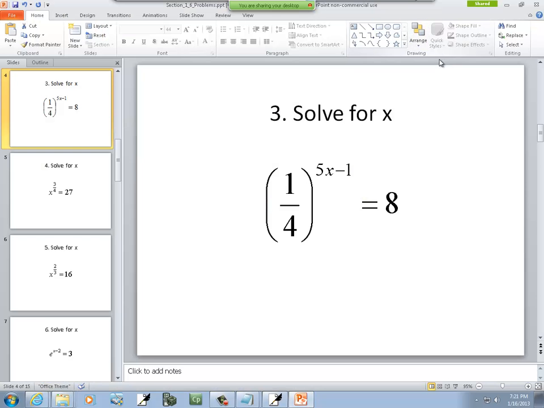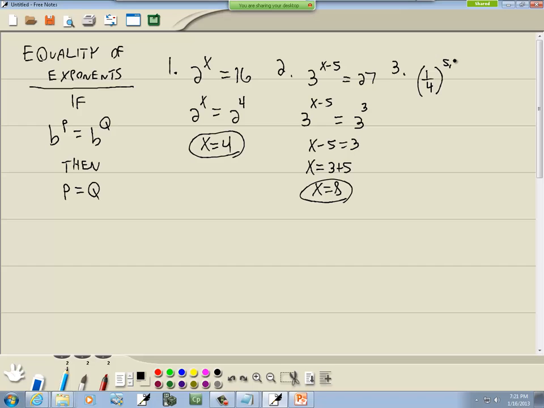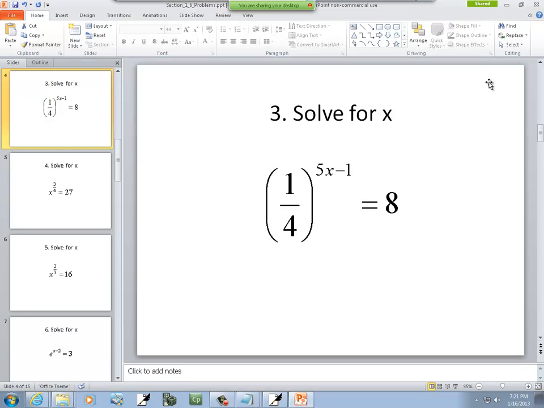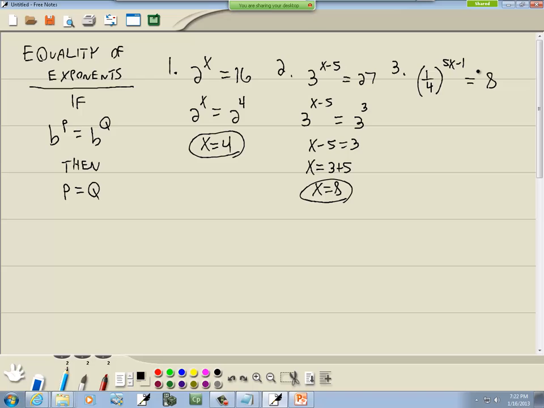Now here we've got 1/4 to the 5x minus 1 equals 8. If I start with the larger number 8, it's probably not very easy to rewrite that as 1/4 to a power. So that doesn't work well. And if I start with the smaller number, I probably can't rewrite this as 8 to a power very well. But I notice that 4 is 2 squared, so I go ahead and rewrite that. And 8 is 2 to the 3rd.